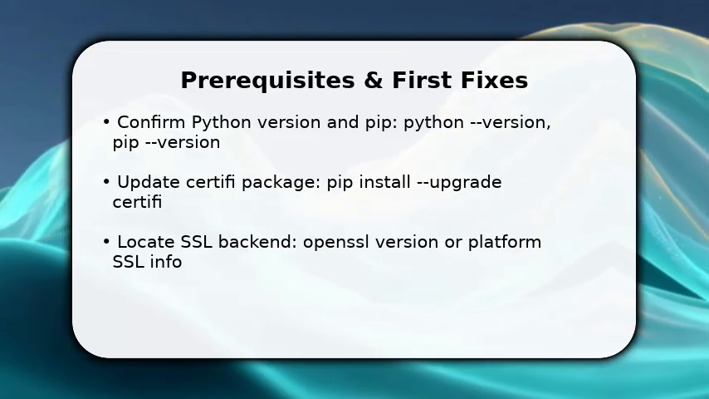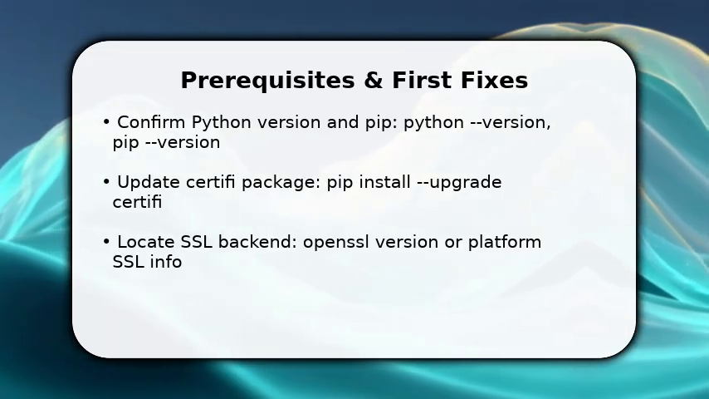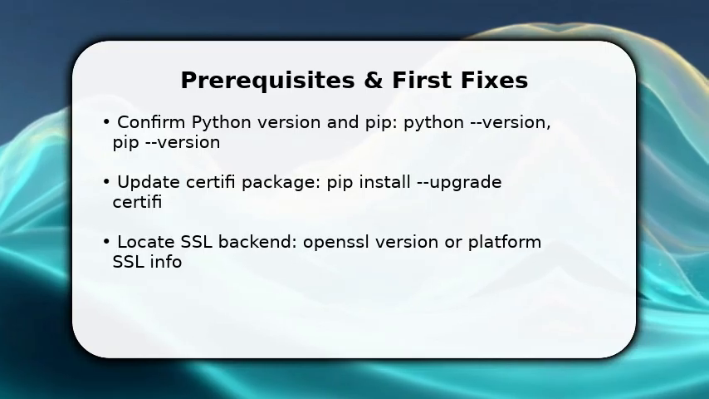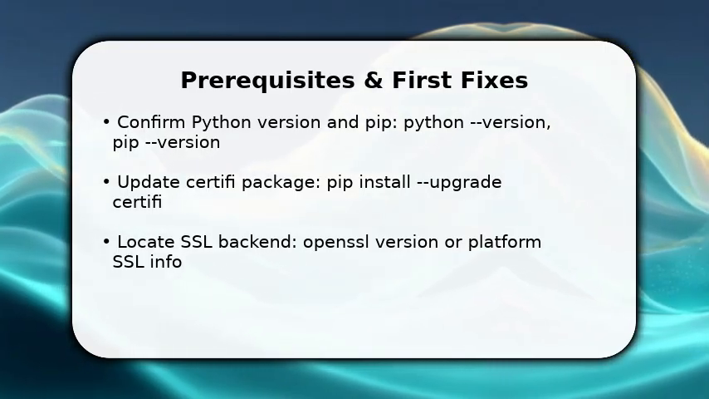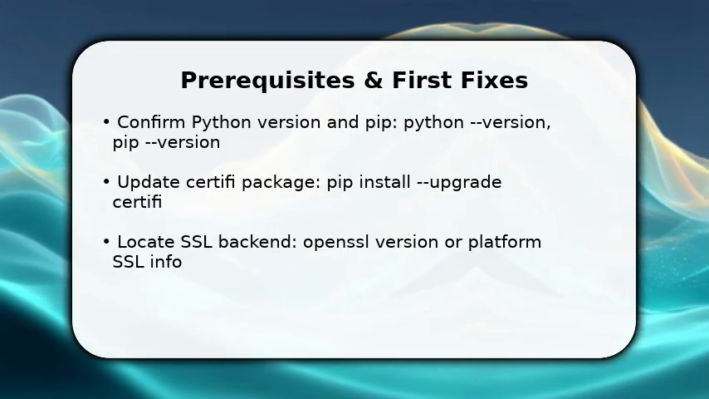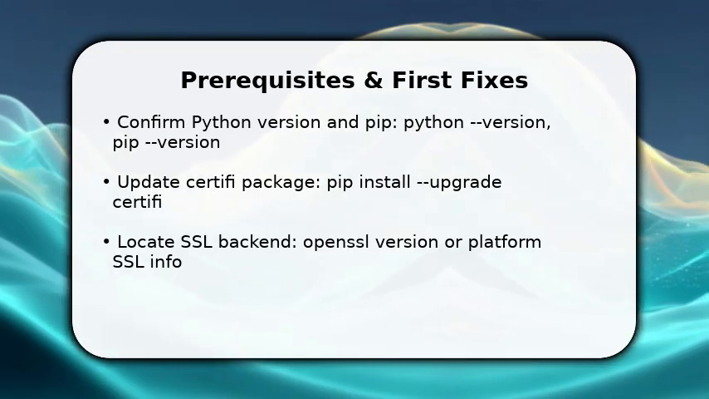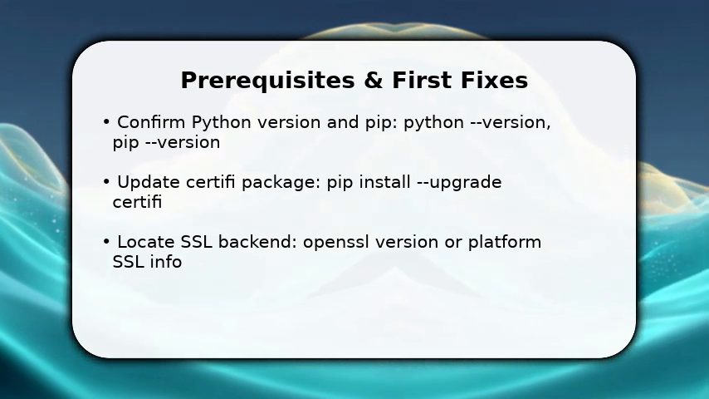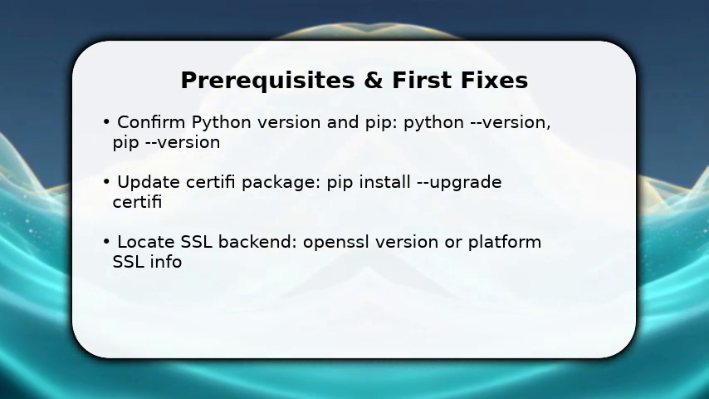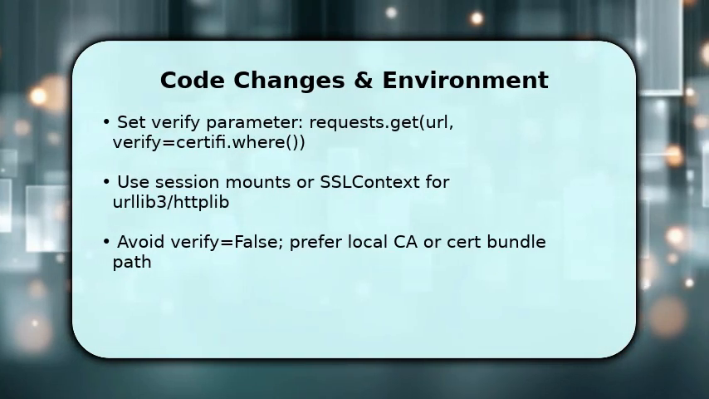If you use Mac OS, run the bundled install certificates command. On Windows, verify OpenSSL or the requests/urllib3 backend. Make sure to check OpenSSL version or platform SSL info so you understand which library verifies certificates before continuing to code changes.